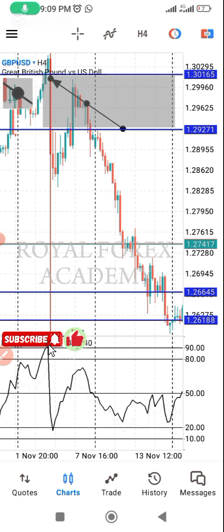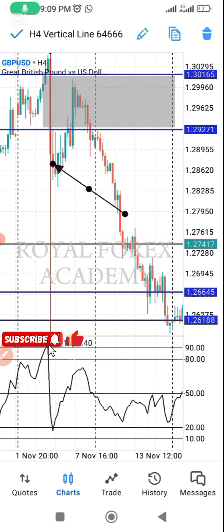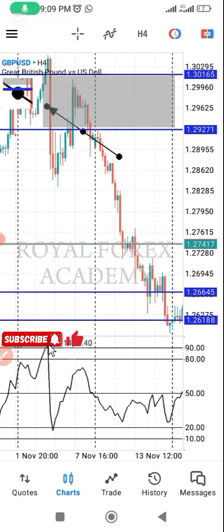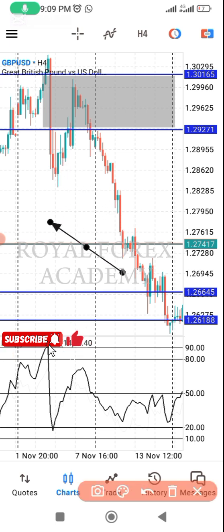And then look at what happened. Price came down, right? Price came down, and look at it. Price pulled back, filled it 100%, and then continued to the downside. Is it not beautiful how price respects this?